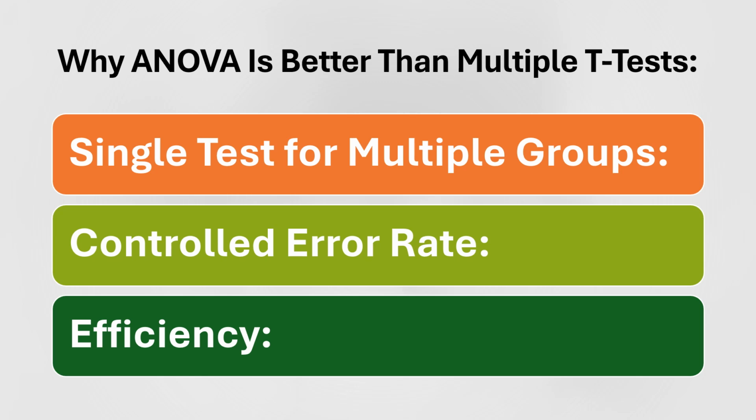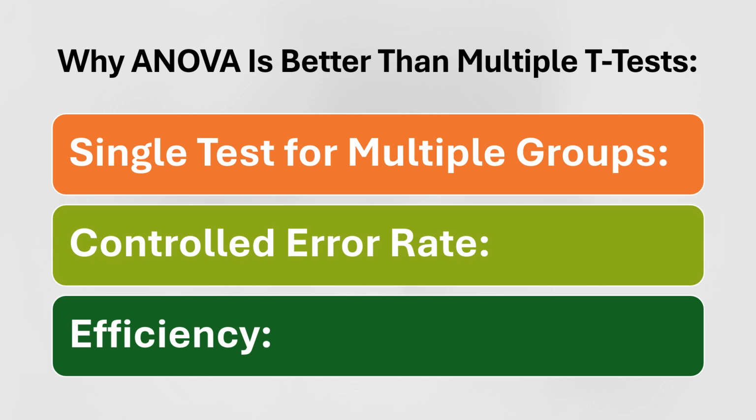We have a controlled error rate. An ANOVA controls the overall type 1 error rate by maintaining it at a specific level, for example 5%, regardless of the number of groups being compared. This ensures that the probability of making a false positive error remains low, even when comparing multiple groups.